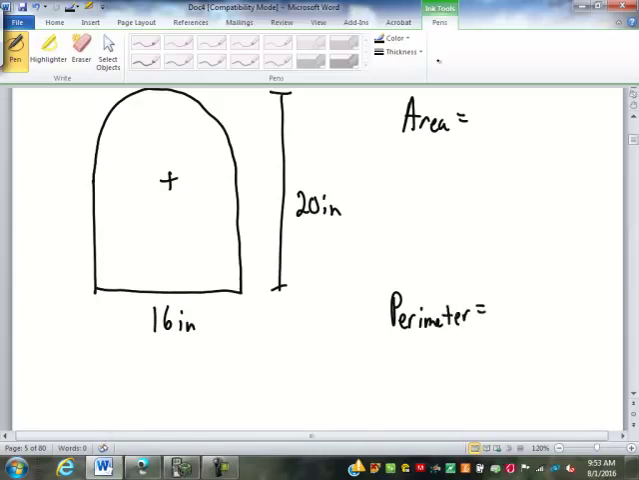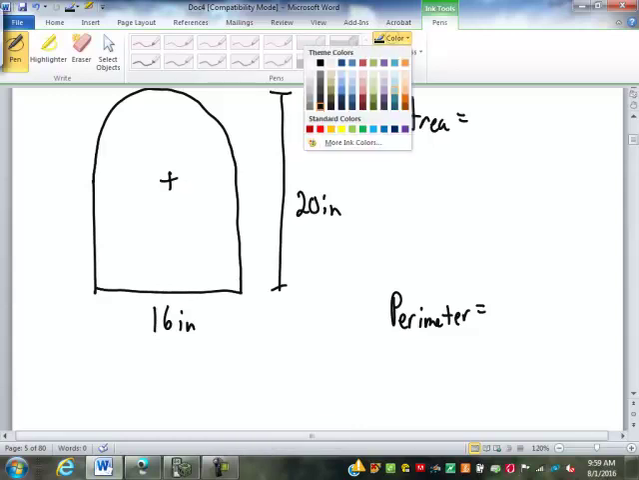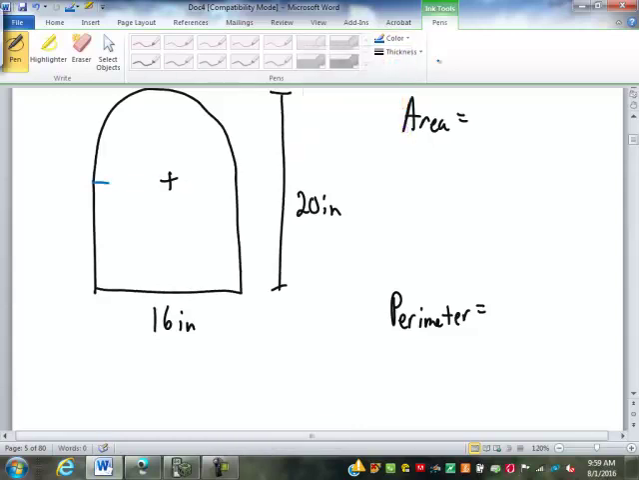Find the area and perimeter of this one. For area on this one, we're going to divide it into two main pieces. We have the rectangle and we have the half circle. How do we find the area of the rectangle? Well, we need to know this dimension here. How do we know what that is? Well, what is it, first of all?